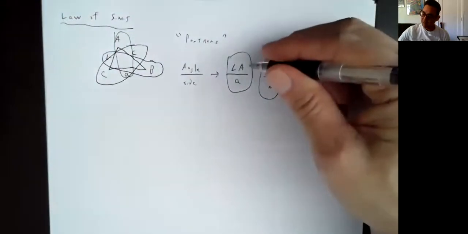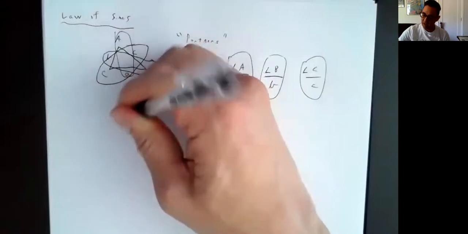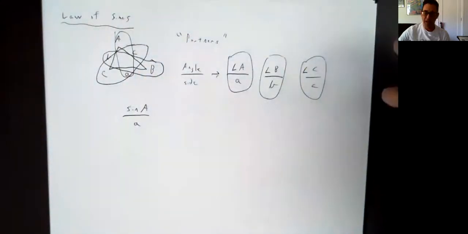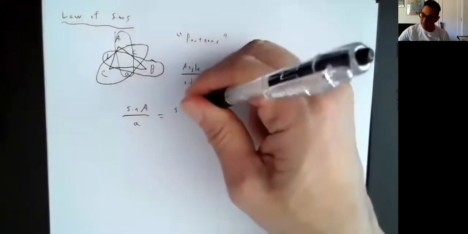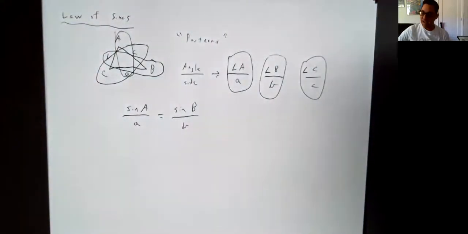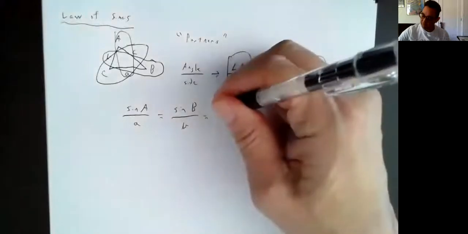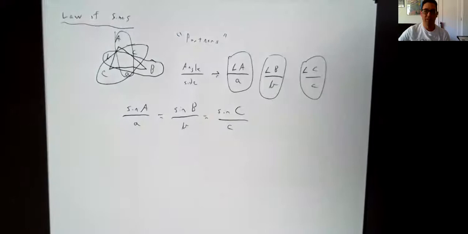All right, so three partners, and here's how the law of sines works. The law of sines says to take one partner and find the sine of that angle. So the sine of angle A over its partner side A would be equal to the sine of angle B over its partner side B. And there's three sides, so also the sine of angle C over its partner side C. That is the law of sines. It says that all three of those things are equal.